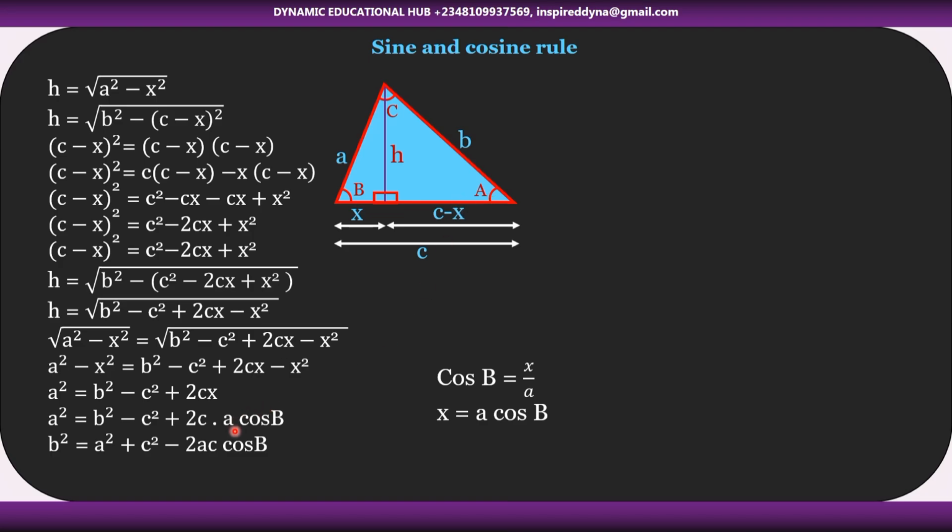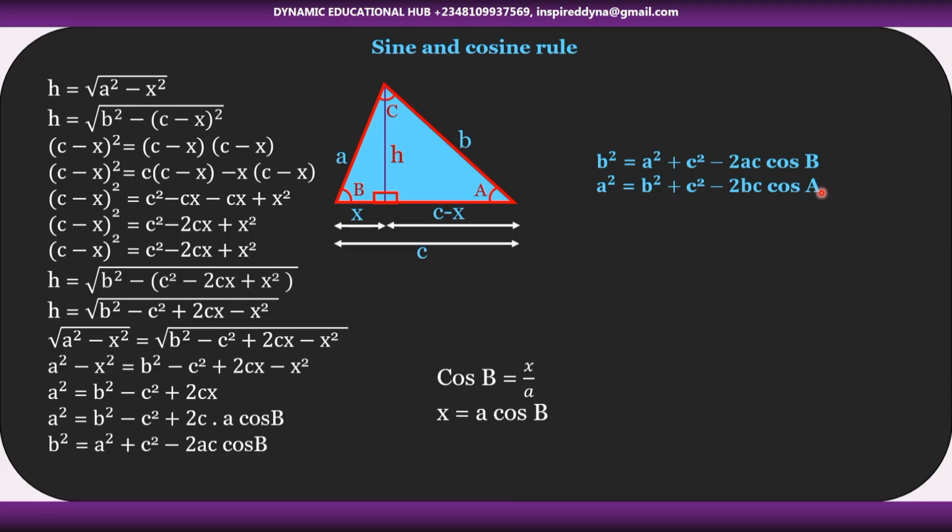Now, when you do the same thing for cosine of A and you substitute it here, at the end of the day, you will get the expression for A. When you do it for C, you get the expression for C. At the end of the day, you will get this for B: b squared is equal to a squared plus c squared minus 2ac cos B. So when you do the same thing for A, you are going to get a squared is equal to b squared plus c squared minus 2bc cos A.